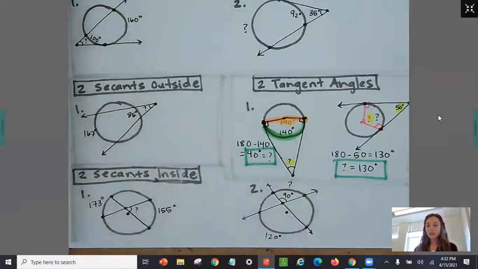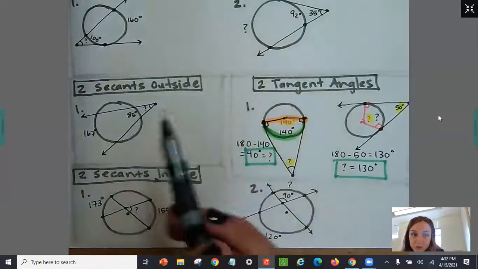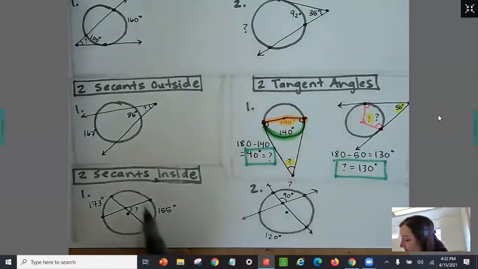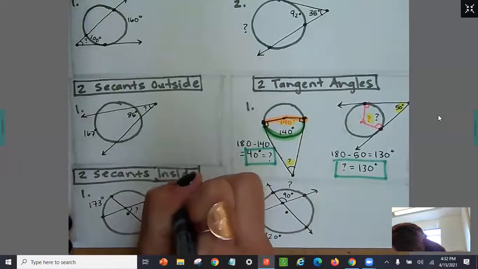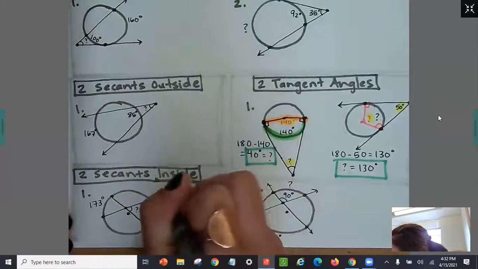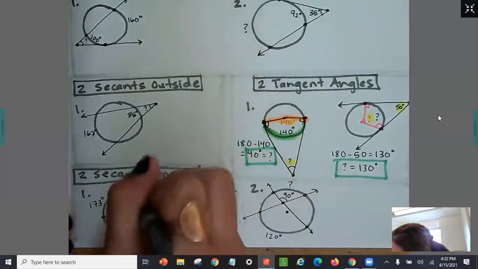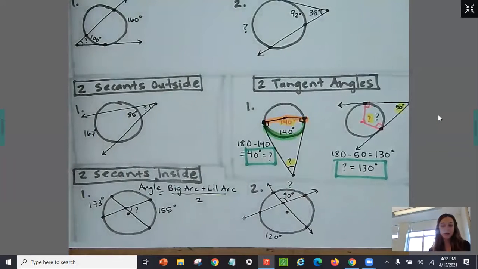All right, so let's look at our very last scenario. We have two secants inside, and this is going to be really, really similar to our two secants outside formula, except we have this x going on in the middle, which I like to think about as a sideways plus. So instead of big arc minus little arc divided by 2, we're going to do big arc plus little arc divided by 2 equals our angle. Okay, so a little bit different than before. We're just going to be using a plus instead of a minus.